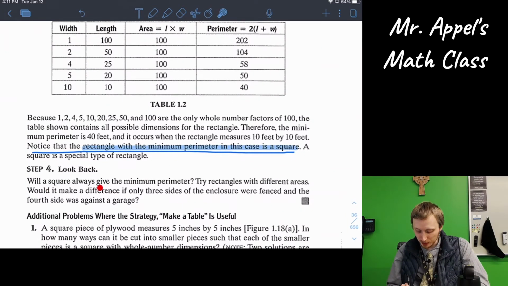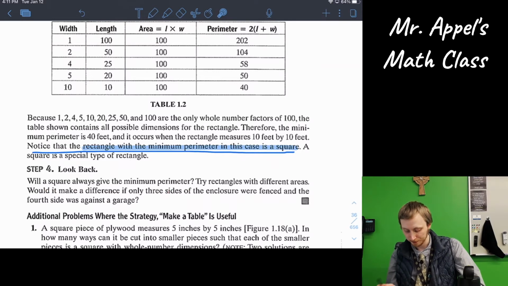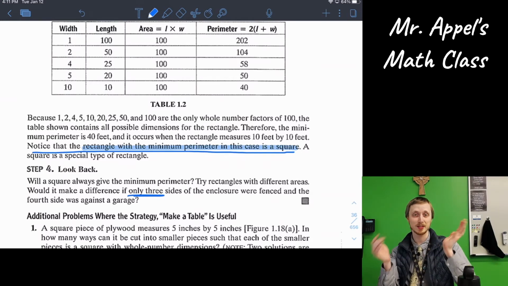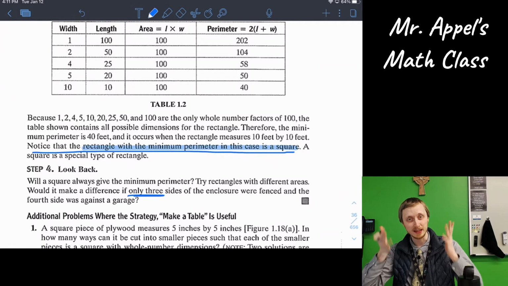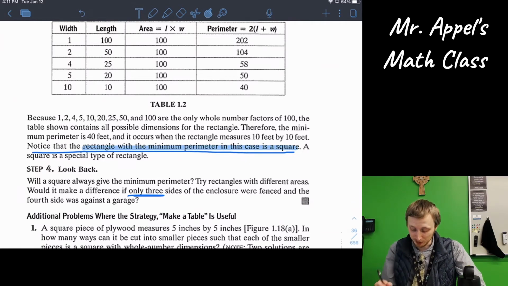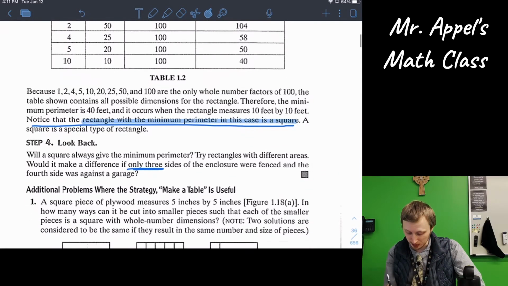Looking back, will a square always give the minimum perimeter? Try rectangles with different areas. It does, it's true, I'm telling you. Would it make a difference if only 3 sides of the enclosure were fenced and the 4th side was against a garage? Oh, okay, only 3 sides. Well, then you got me there. Then it's not automatically a square because one of the sides is not included in the fencing total. Okay? At that point, it does start to differentiate. Good thing to consider there.